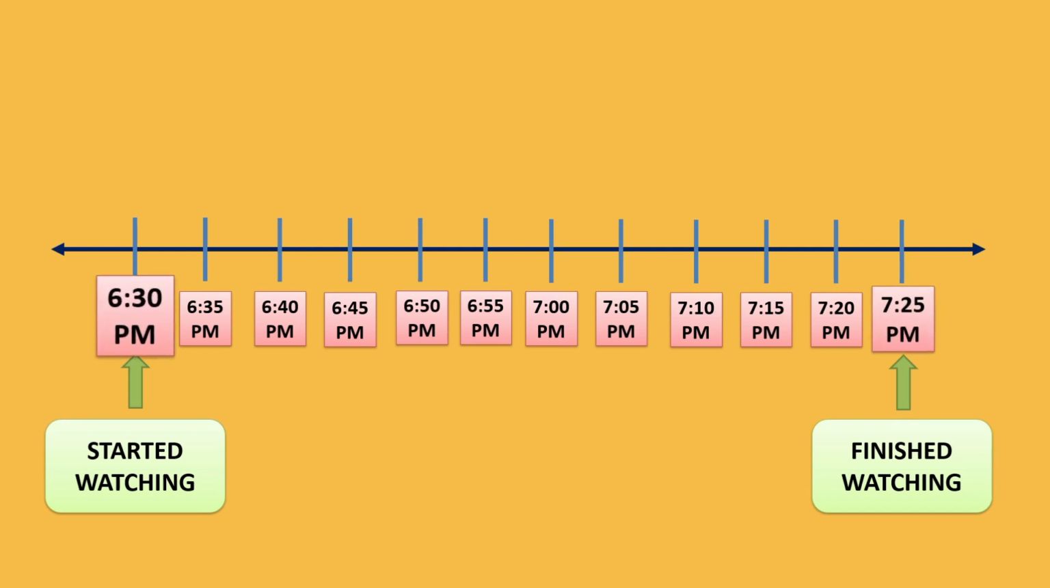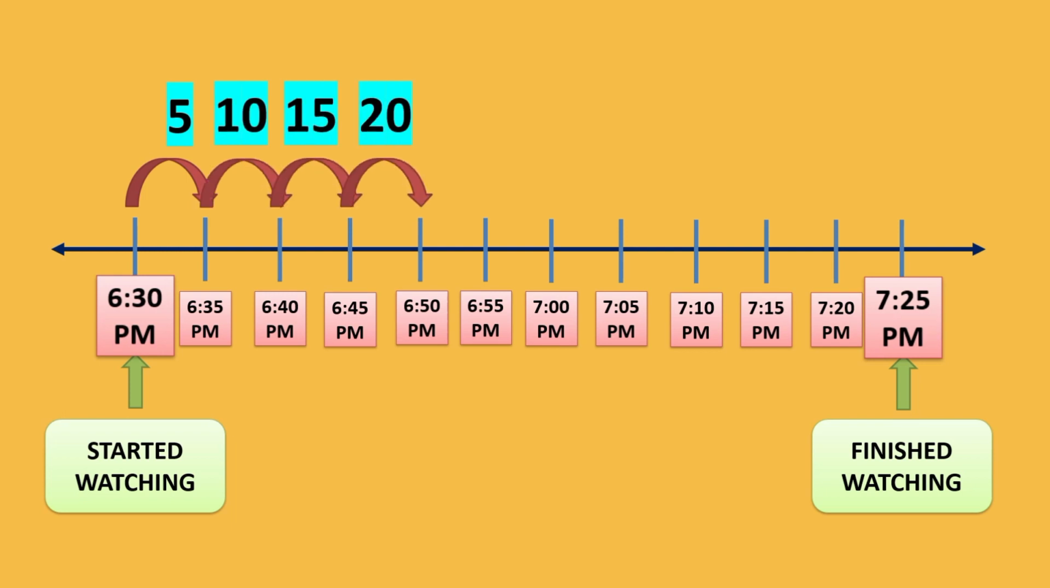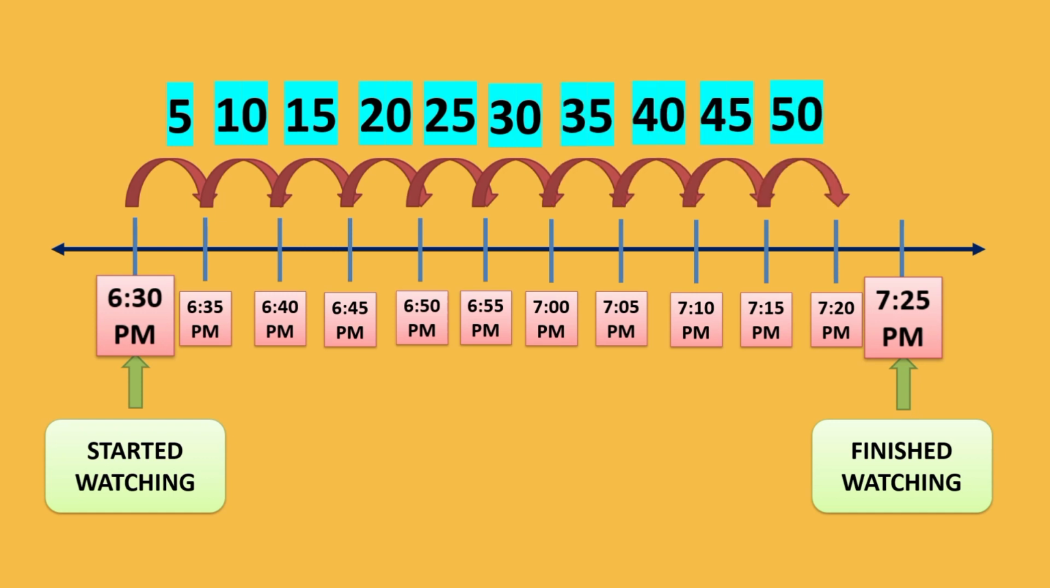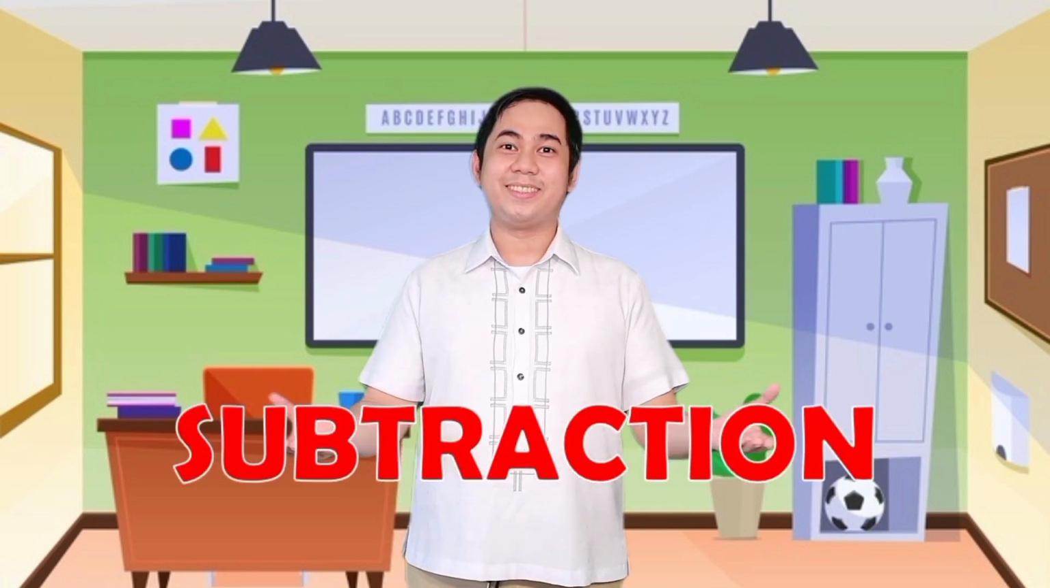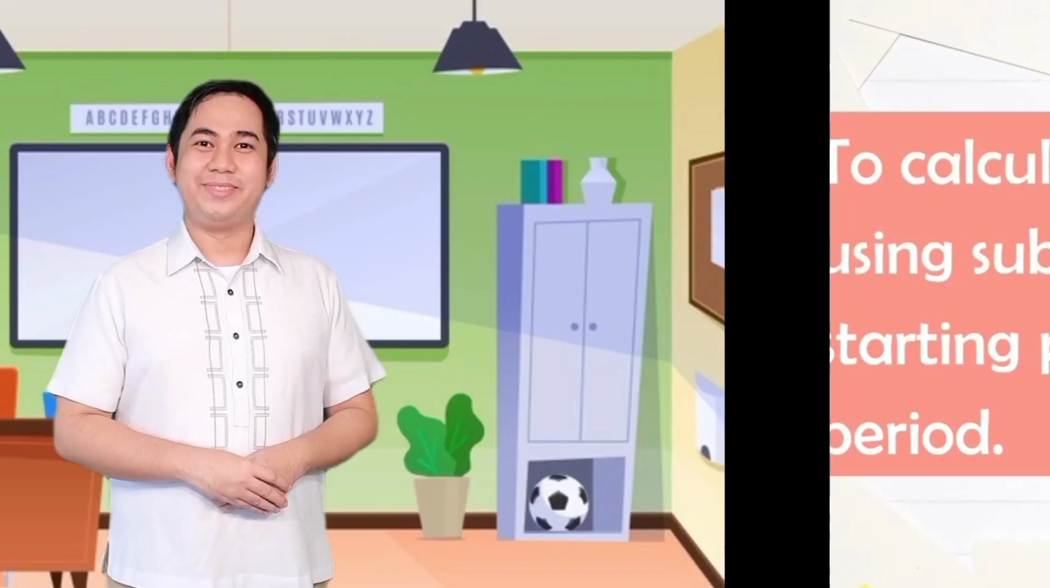To 7:25 p.m. 5, 10, 15, 20, 25, 30, 35, 40, 45, 50, 55. See? We got the same answer. Paula watched her favorite educational TV program for 55 minutes. Alright! We already solved the problem using the clock and the number line. But wait! There's more! We can also do subtraction to calculate the elapsed time.